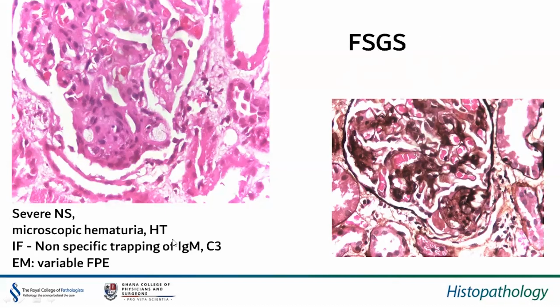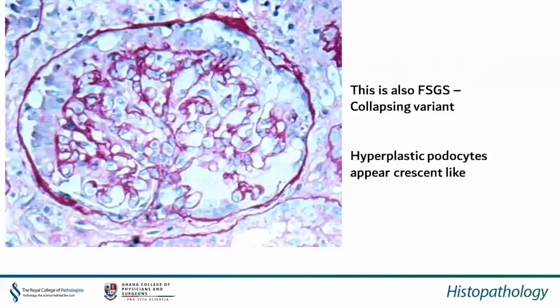They may have hypertension. Immunofluorescence shows in sclerotic areas, there's a tendency to non-specific trapping of some immunoglobulins, and the immunoglobulin that is known to show this non-specific trapping is IgM. It can get trapped in areas of sclerosis. Similarly, C3 can also get trapped in areas of sclerosis. On electron microscopy, you get a variable degree of foot process effacement.